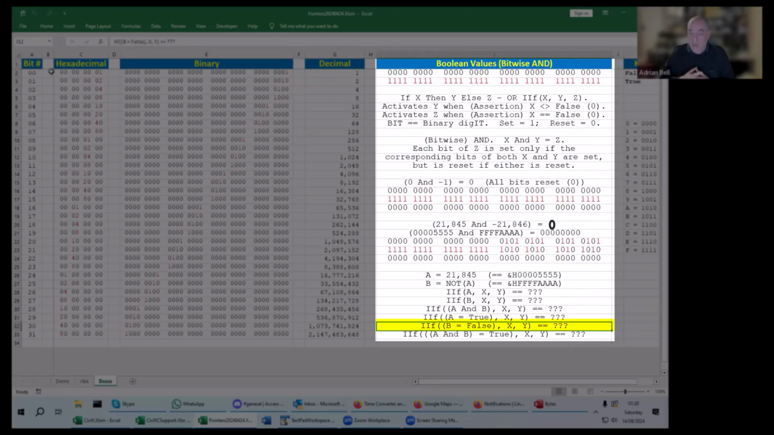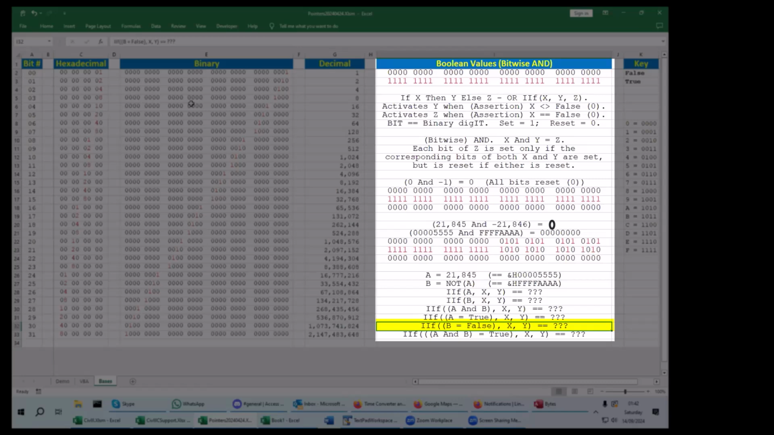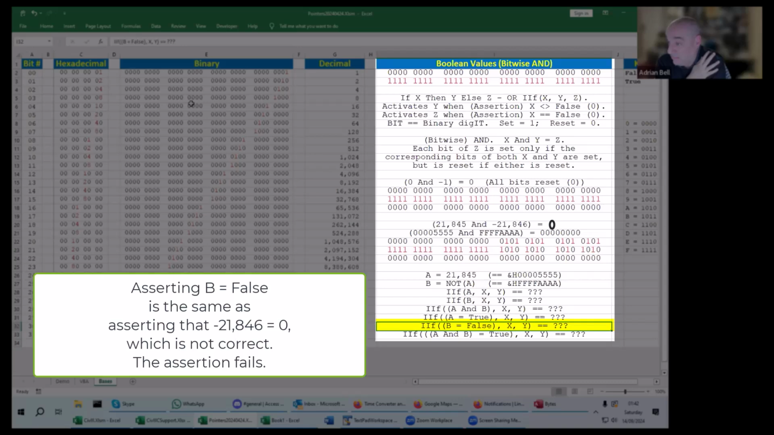Steve, explain to us what is going on here. Okay, so if it's not equal to false, then it's not true. So that means then you would return Y. That's right. It's not equal to false. Therefore, the result of the assertion is false.